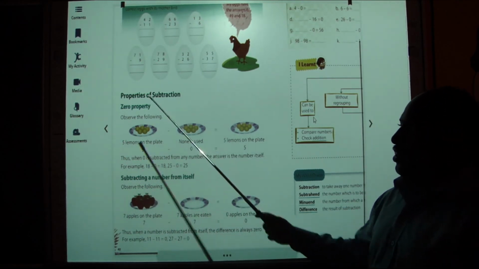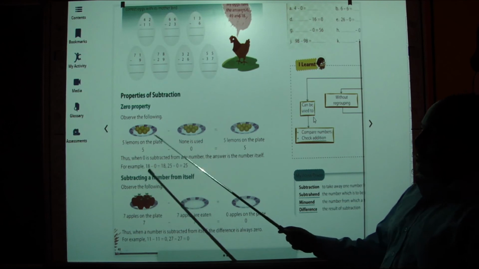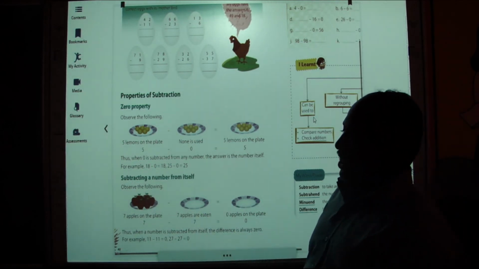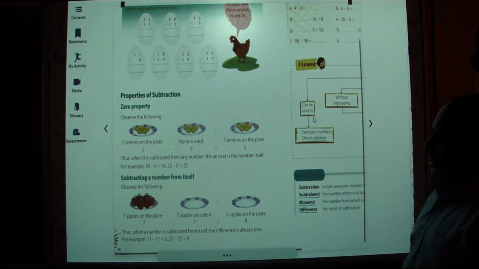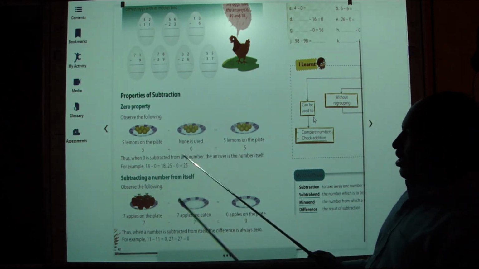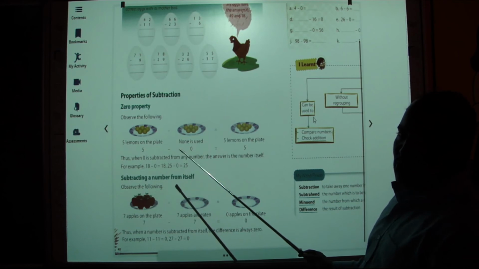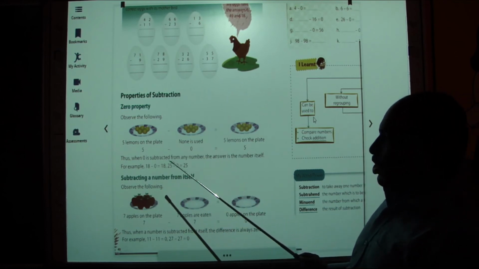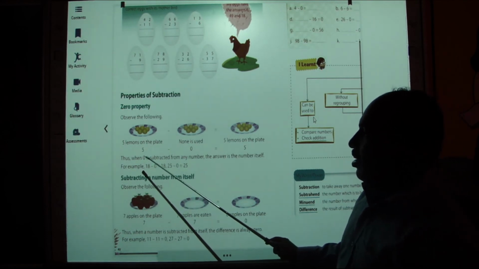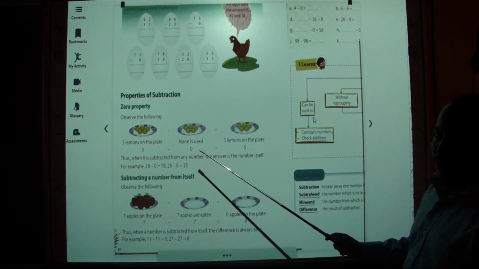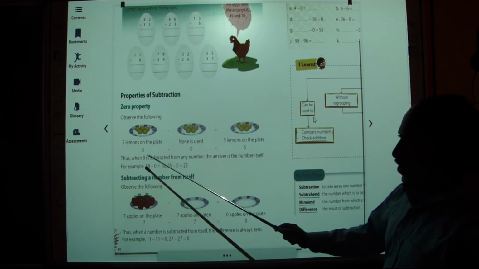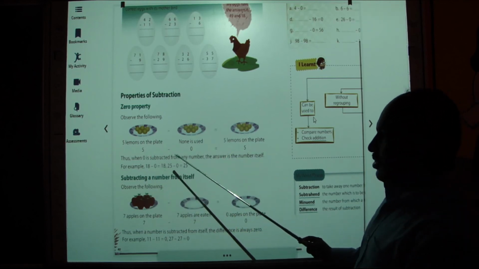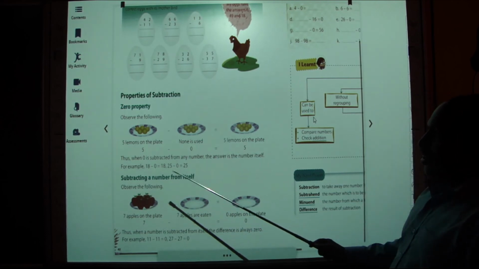The first one, zero property. Observe the following. Listen here. There are 5 elements in the first plate. Then the second plate is non-used. That means nothing, that is 0. No one used the apples. So 5 minus 0 is equal to 5.